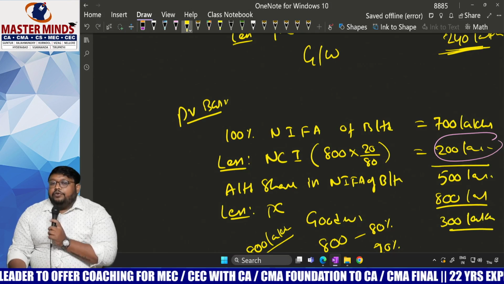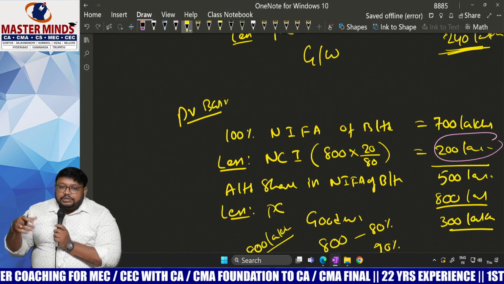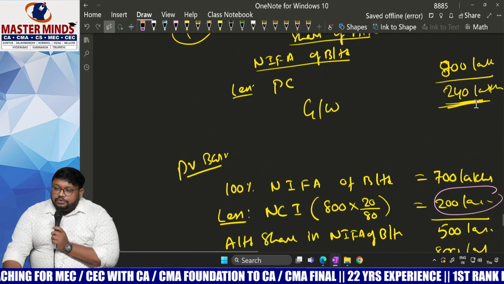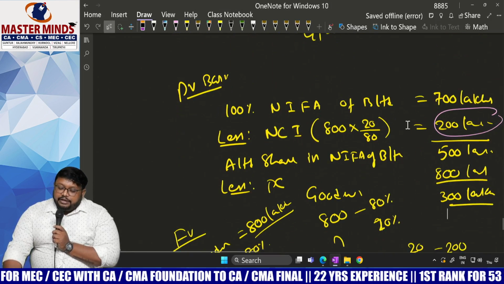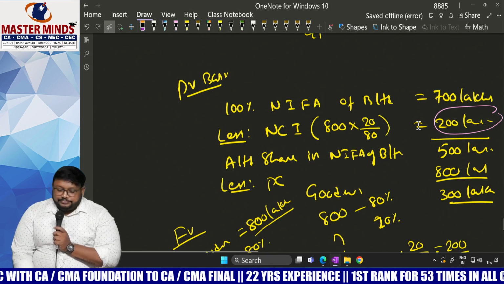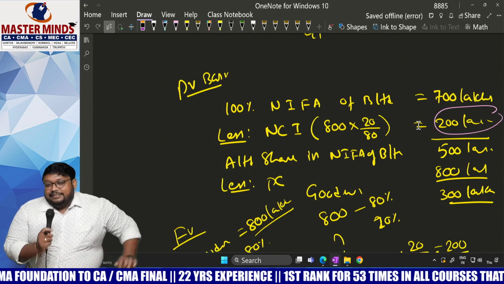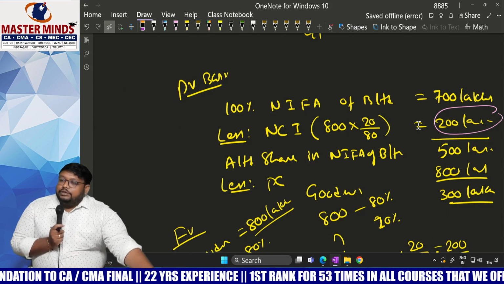If you follow proportionate share in the net assets basis, we got goodwill 240 lakhs. When we follow fair value basis, we got 300 lakhs. So which goodwill is correct goodwill? Fair value? So here, both are correct.